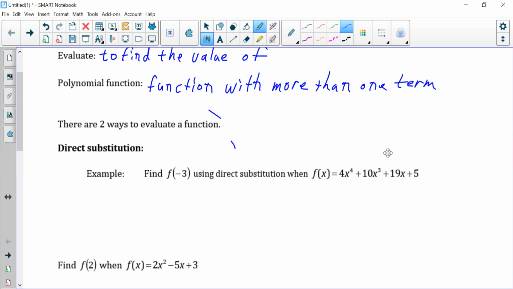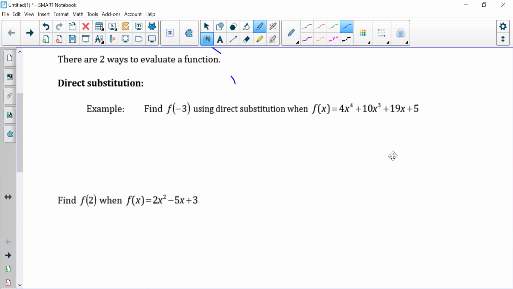There are two ways to evaluate a function. The first one is direct substitution, and this one you all are already familiar with. For example, find f of -3 using direct substitution when f of x equals 4x to the fourth plus 10x to the third plus 19x plus 5. We've done this before, maybe not with a huge polynomial like this. Remember that whatever is in the parentheses, we're substituting that in for x. So everywhere we see x, we're going to plug that in.